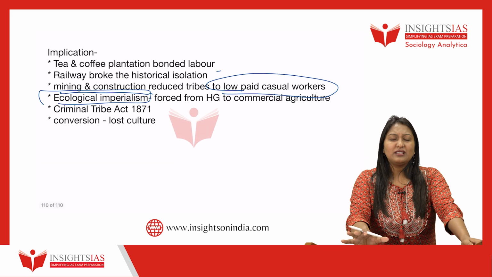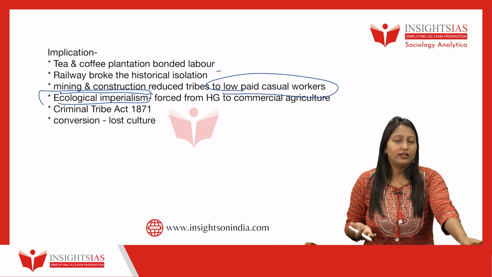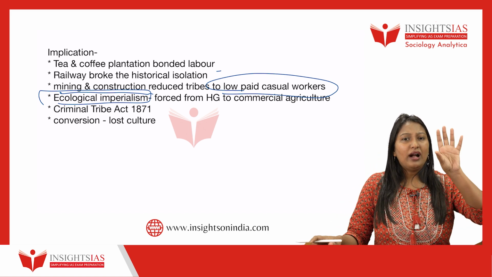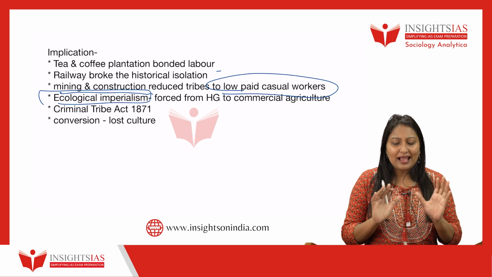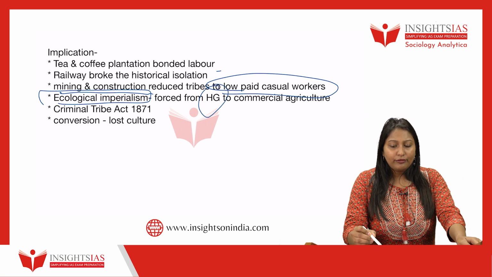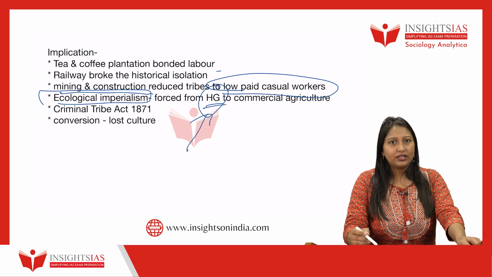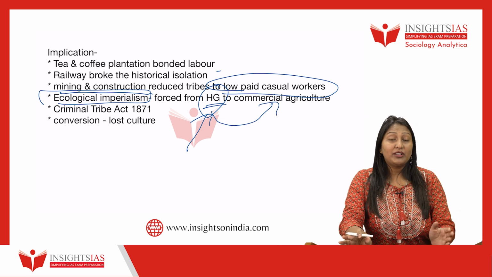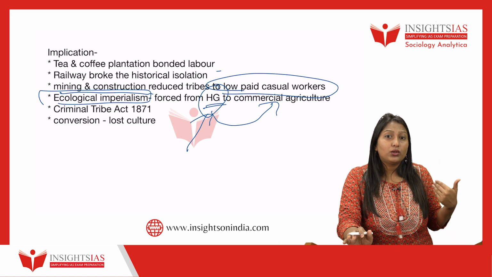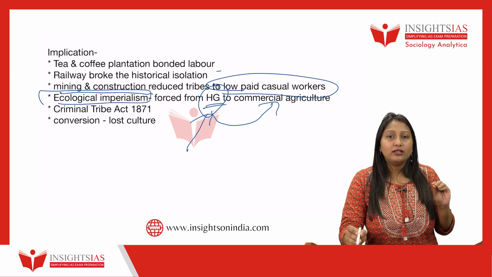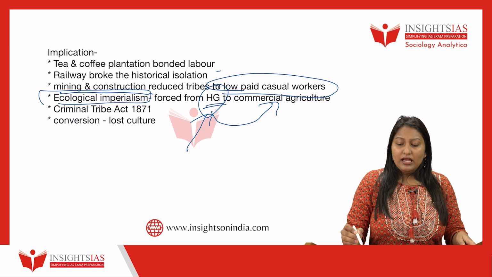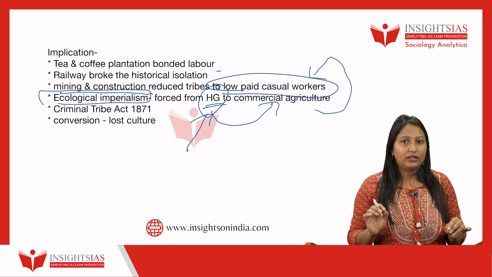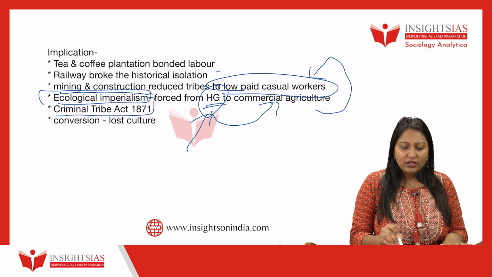Because of all these things, they could not go for hunting and gathering. They could not just directly go and kill, they could not just directly hunt the animal. So this actually forced them to give up the hunting and gathering occupation, and they were forced to take up commercial agriculture. Here they did not have their own land. When they shifted to commercial agriculture, they just became low-paid casual agricultural workers.